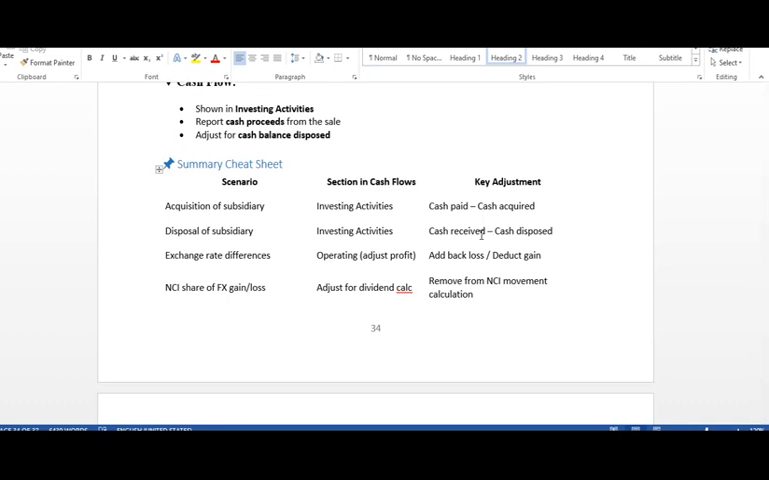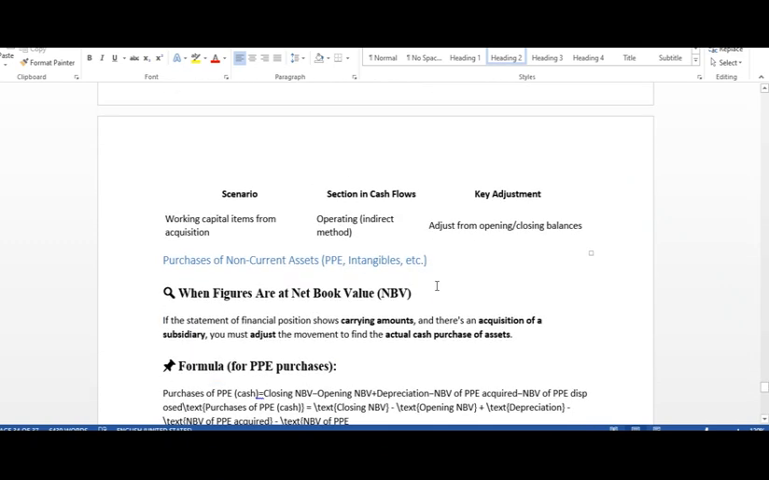So when you acquire a new subsidiary, in your cash flow, you have it in your investing activities. You adjust for your cash paid and cash acquired. For disposal, investing activities, cash received and cash disposed. Your exchange difference, operating activities, you add back the loss and you deduct the gain. NCI share of foreign exchange, you adjust for dividend calculation and you remove from NCI the movement calculation as well. Then also working capital items from acquisition.